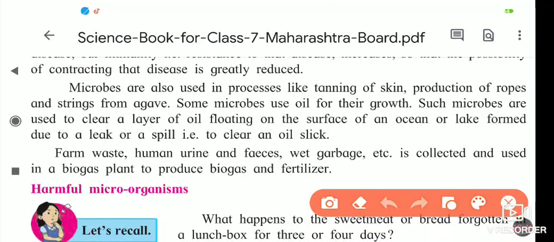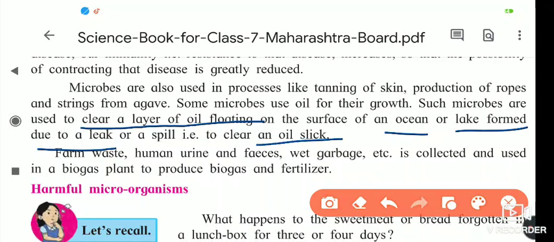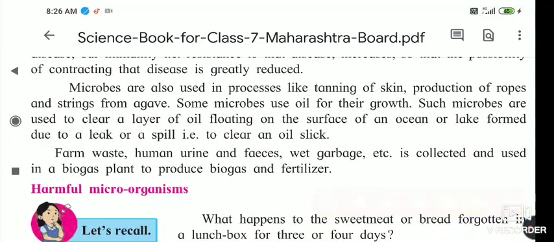Next, here it is: some microbes use oil for their growth. Such microbes are used to clear a layer of oil floating on the surface of ocean and lake, formed due to leak or spill, that is, oil slicks. So the oil layer we can remove by using these microbes.